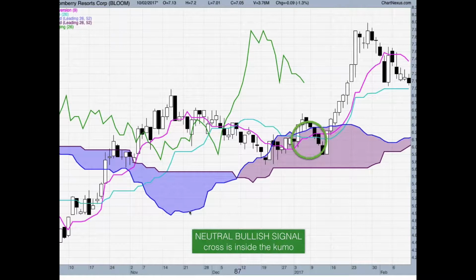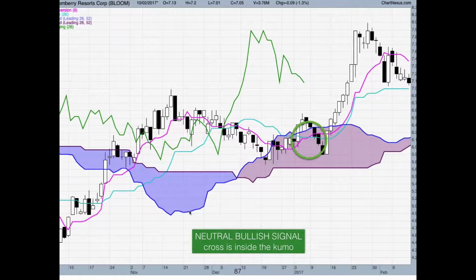This chart of Bloom shows a crossover inside the Kumo when the price closed at 633. Because the signal was neutral, prices hesitated and retested the bottom Kumo, then made a strong breakout above the Kumo. Compared to MRC previously, prices went up straight away after the strong bullish signal.